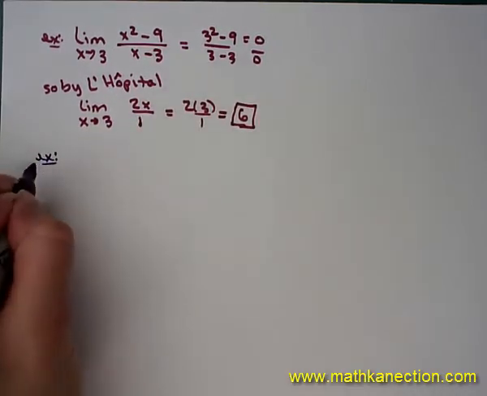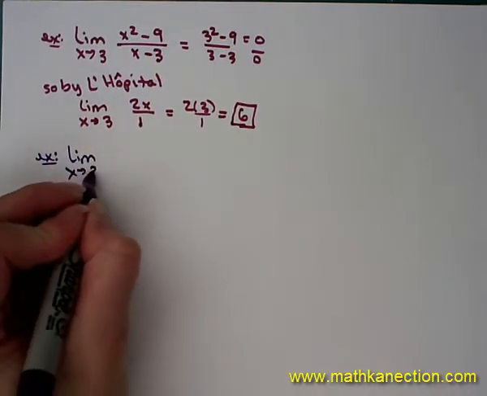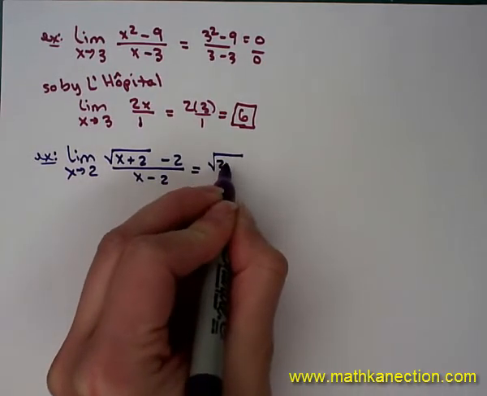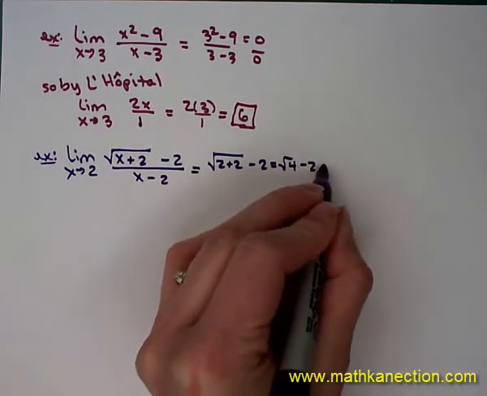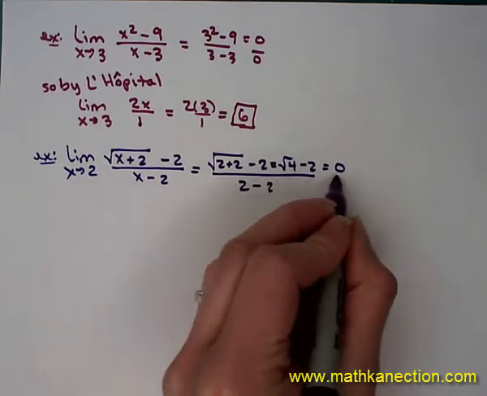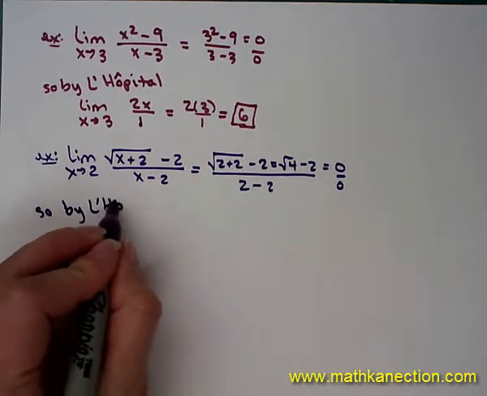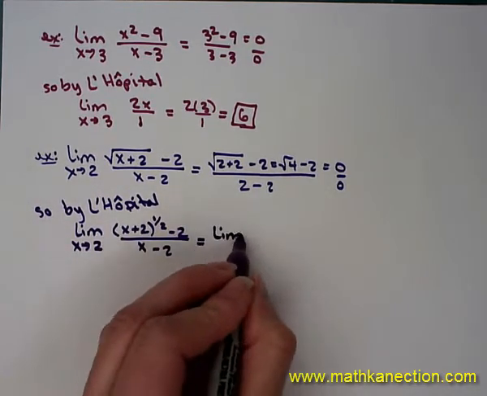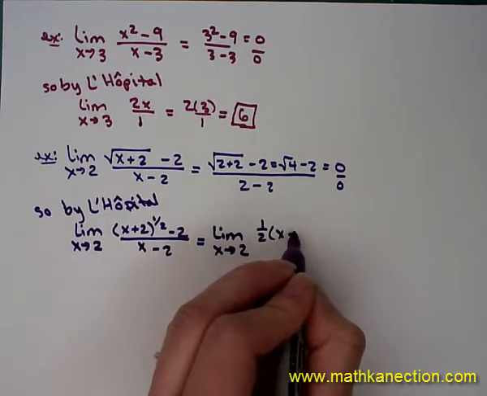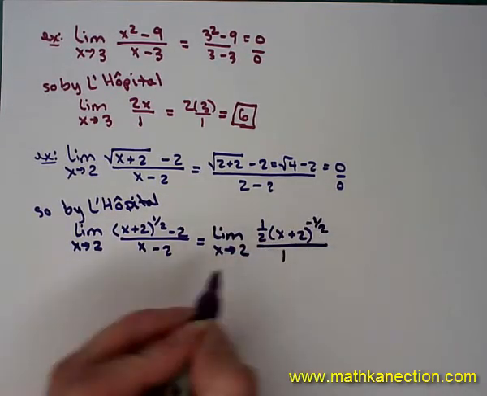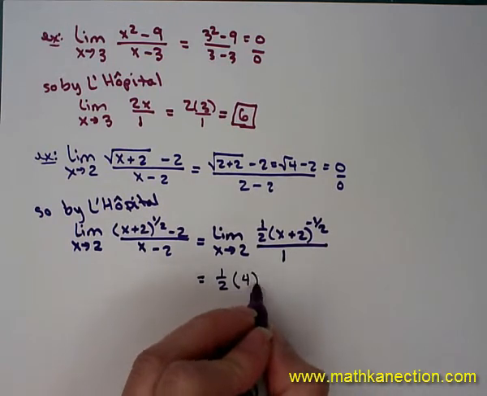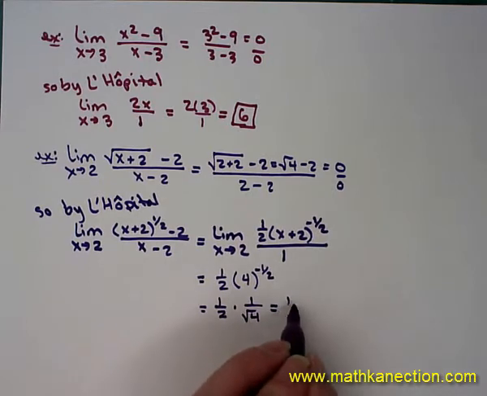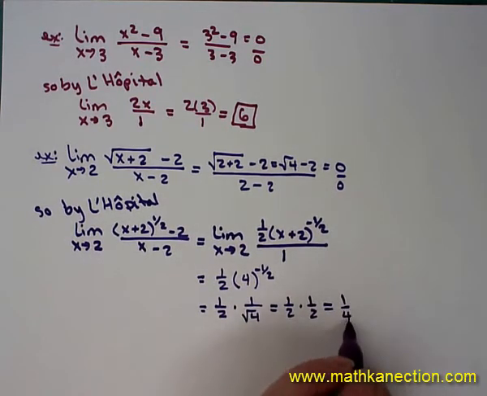and the answer for the limit is 6. In the next example, the limit as x approaches 2 of the square root of x plus 2 minus 2 over x minus 2. Substituting in the value of 2, it's 0 in the numerator and 0 in the denominator, so L'Hopital's rule will apply. So by L'Hopital's rule, we can take the limit as x approaches 2, taking the derivative of the numerator, which is 1/2 times x plus 2 to the negative 1/2, and the derivative of the denominator, which is 1, then substituting in the value of 2, so we have 1/2 times 4 to the negative 1/2, which then makes 1/4.